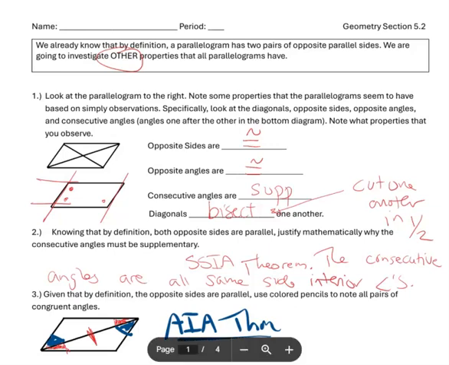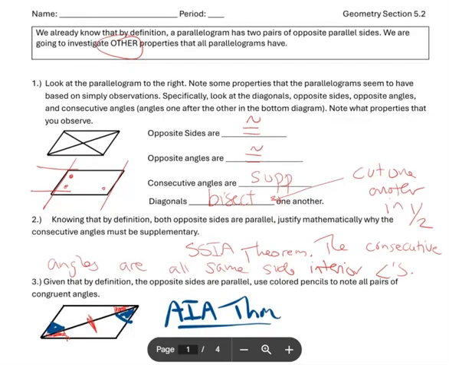Opposite sides appear to be congruent as well as just parallel. Opposite angles look to be congruent. Consecutive angles look to be supplementary, meaning they add together to be 180 degrees, and the diagonals look like they cut each other in half, so they bisect one another.